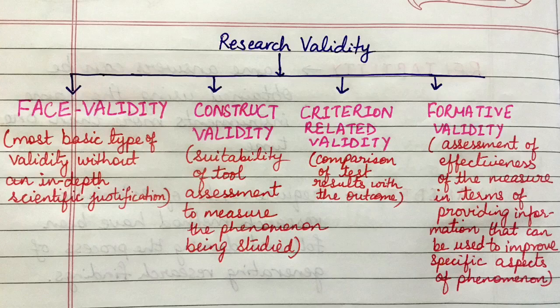And the fourth type is formative validity. It refers to the assessment of the effectiveness of the measure in terms of providing information that can be used to improve specific aspects of the phenomenon. For example, when initiatives are being developed to increase the levels of effectiveness of organizational culture, if the measure is able to identify specific weaknesses of the organizational culture, for example, employee-manager communication barriers, then the level of formative validity of the measure can be considered adequate. So these were all the 4 categories of research validity: face validity, construct validity, criterion related validity, and formative validity.